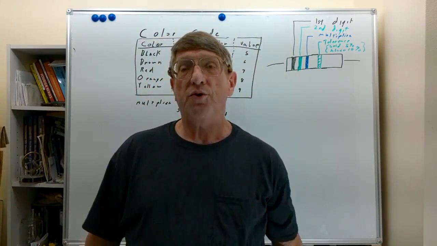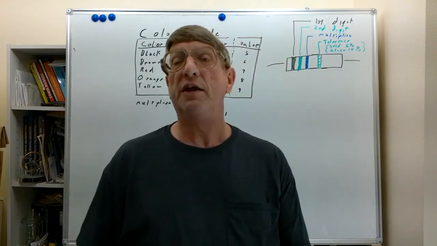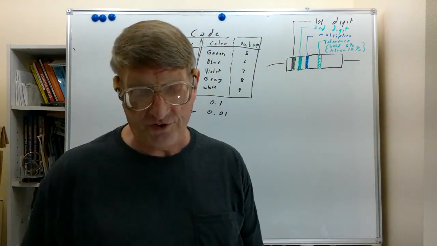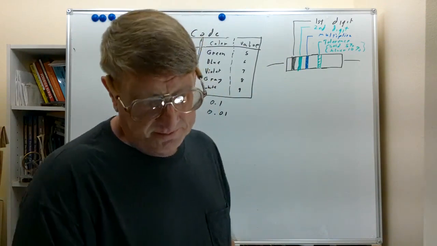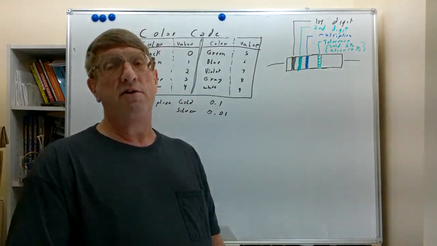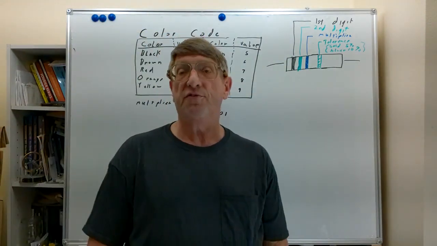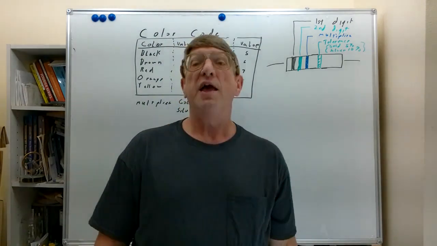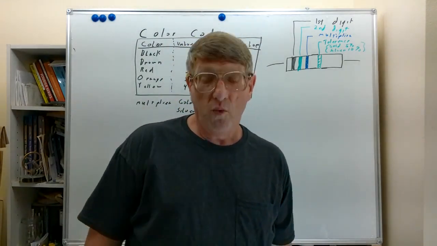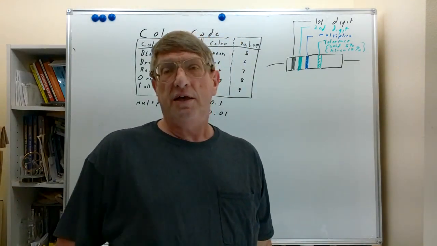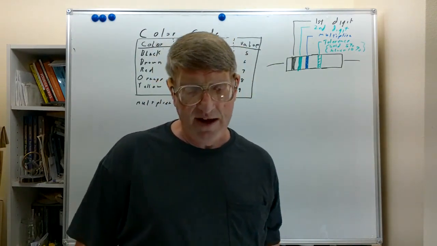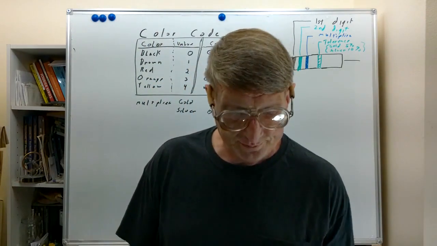Today we're going to talk about our first electrical component, which is resistors. The two main characteristics of resistors are the resistance and the wattage. The wattage is the heat dissipation rating of the resistor.